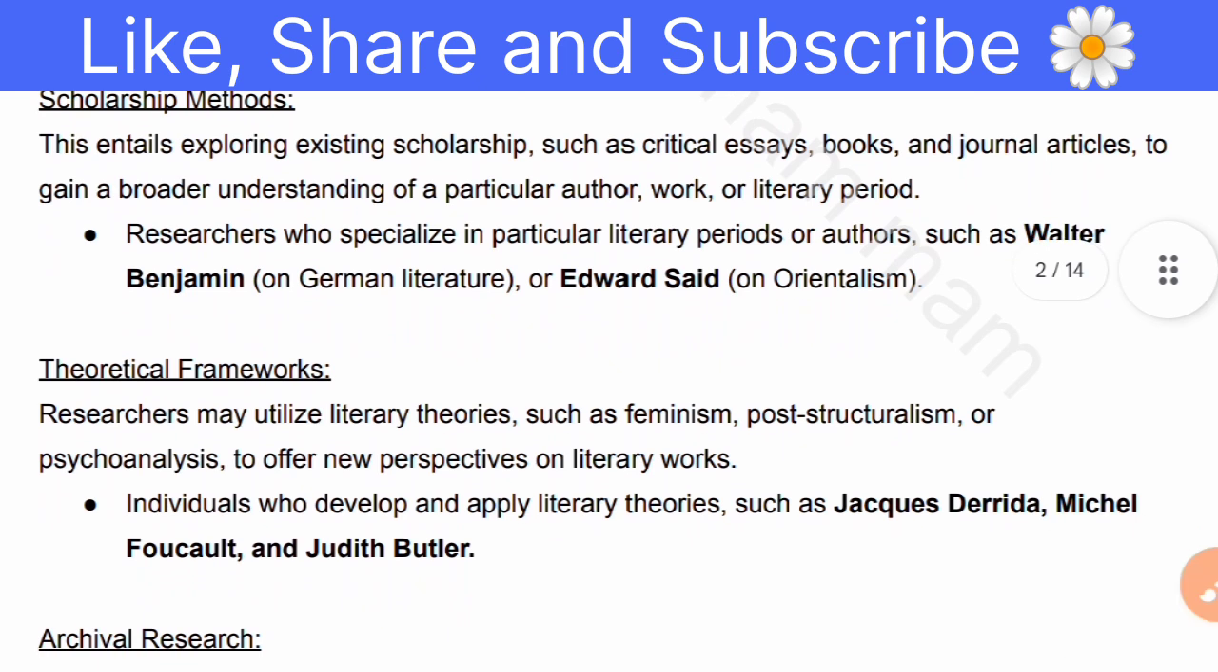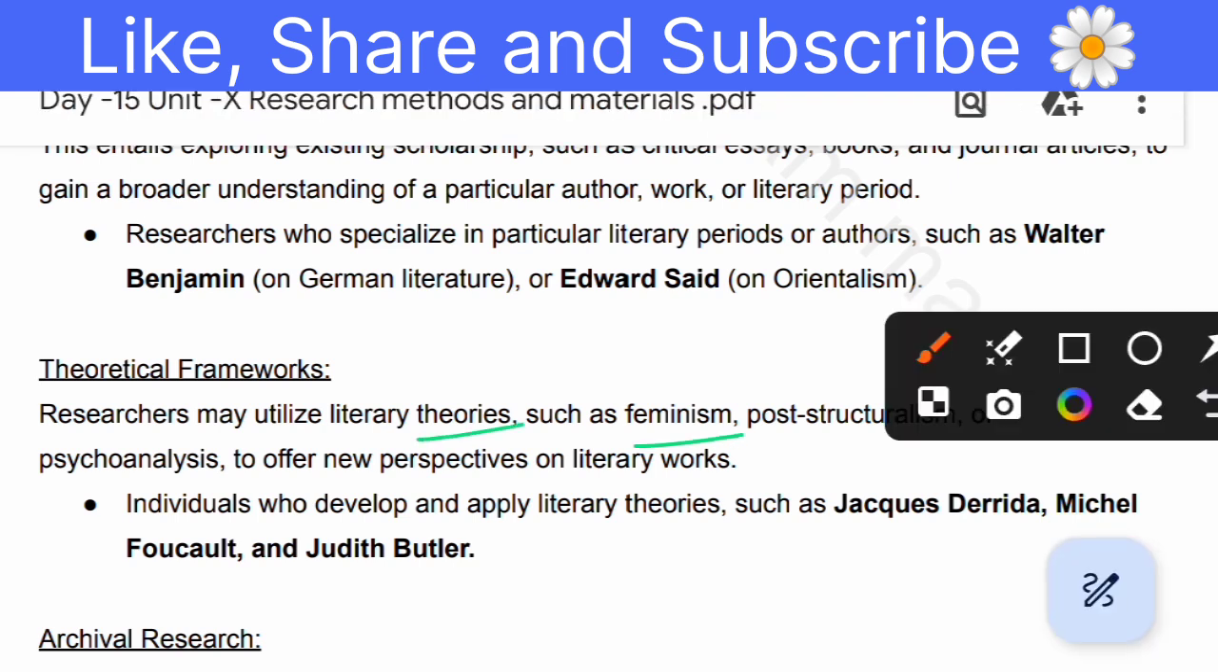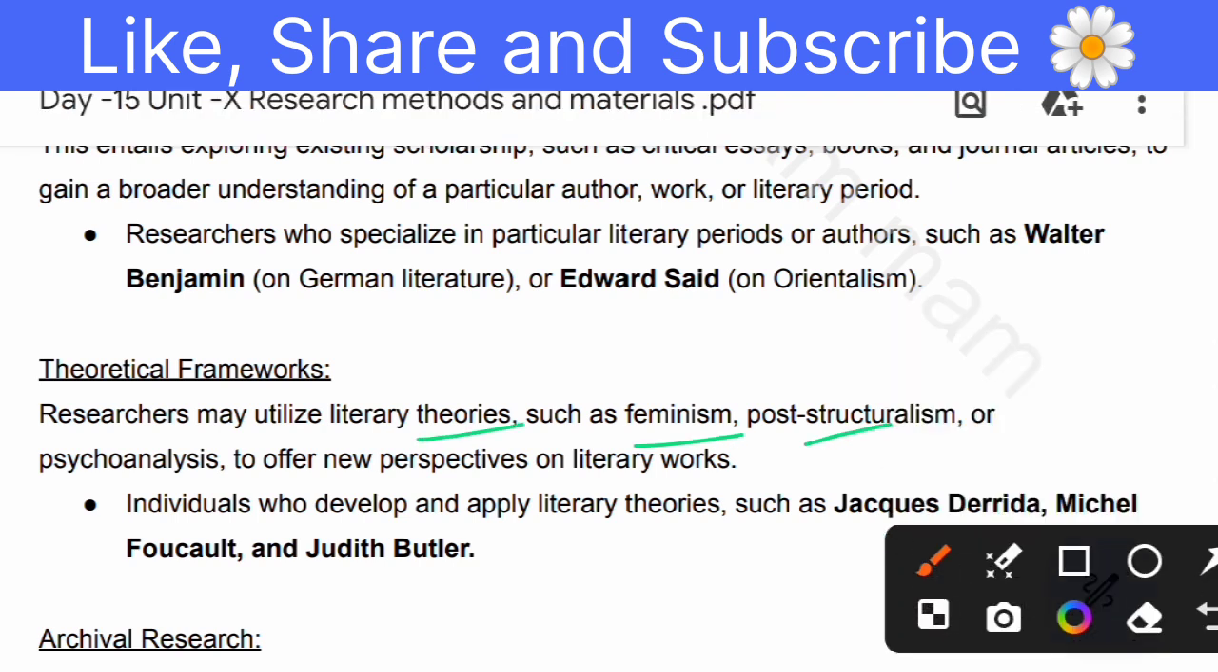This is also a step of research. In this, researchers utilize theories such as feminism, post-structuralism, or psychoanalysis to offer new perspectives on literary works. That means by using this type of works, you will put your own perspective, you will give your own point of view, your opinion. So this is the theoretical frameworks. The individuals that develop and apply literary theories such as Jacques Derrida, Michel Foucault, and Judith Butler.